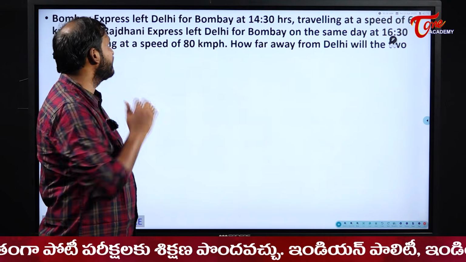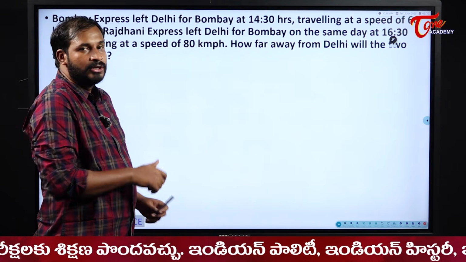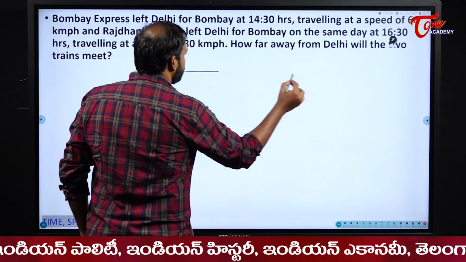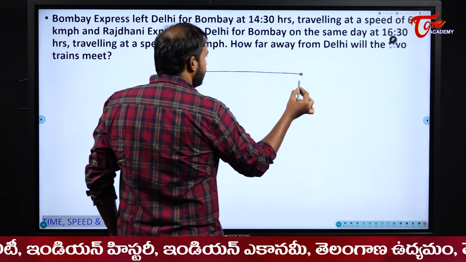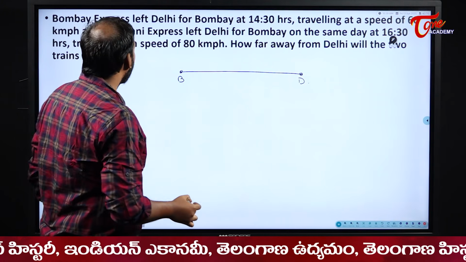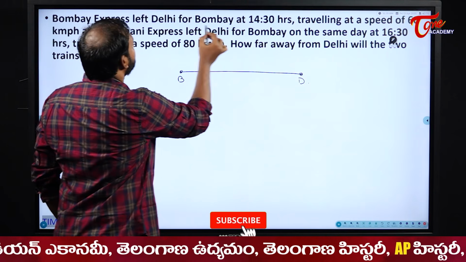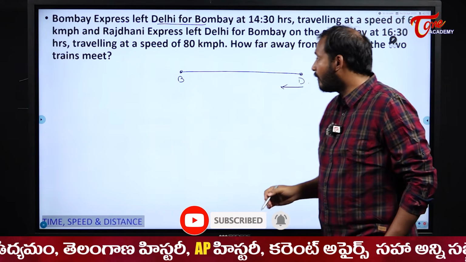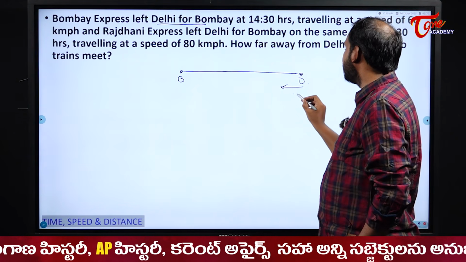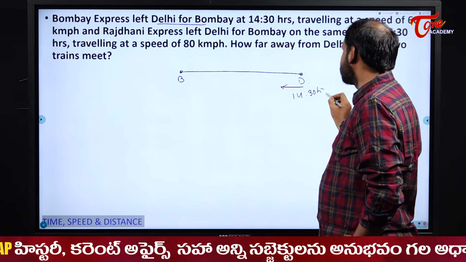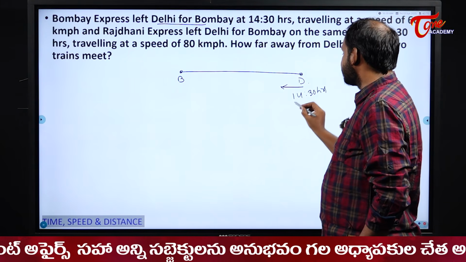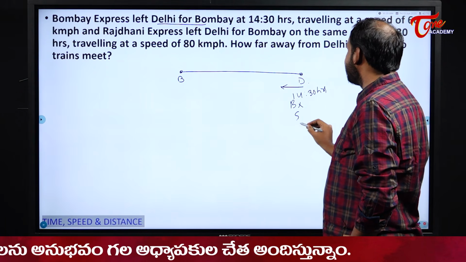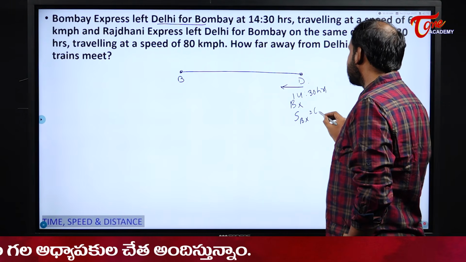Now, Bombay Express left Delhi for Bombay at 14:30 hours, traveling at a speed of 60 kmph. See here, Bombay Express is leaving Delhi for Bombay. At what time is it leaving? It is leaving at 14:30 hours. This is a 24 hour clock, students. This is Bombay Express. What is its speed? Speed of Bombay Express is 60 kmph.